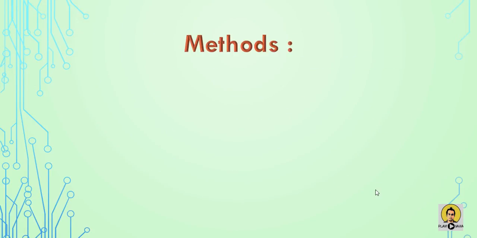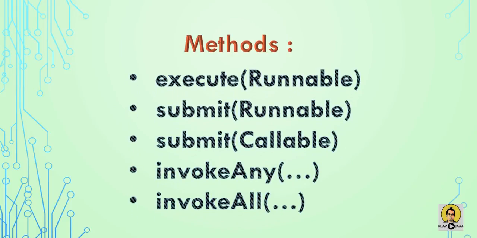And the methods inside the Executor Service are execute with Runnable, submit with Runnable, submit with Callable, invokeAny for invoking any method, and invokeAll for invoking all the methods. When you are using submit with Runnable, you will not get anything in return, but when you are using Callable with submit, you will get data in return. So let's proceed further and see the coding.